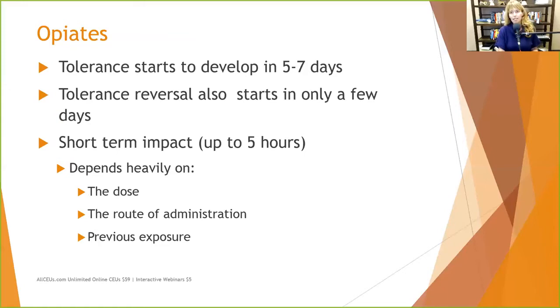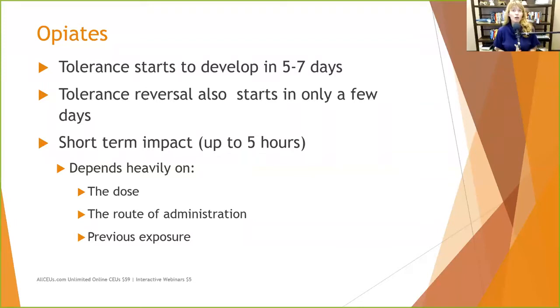Tolerance to opiates, and I know I've said this before, but it's so important, develops in 5 to 7 days. 5 to 7 days. So people who are given a 2-week prescription, you can see where it could be dangerous. Tolerance reversal also starts in only a few days. So when they quit taking that medication, even if they were taking it as prescribed, that tolerance that they've developed quickly goes back to baseline within only a few days.